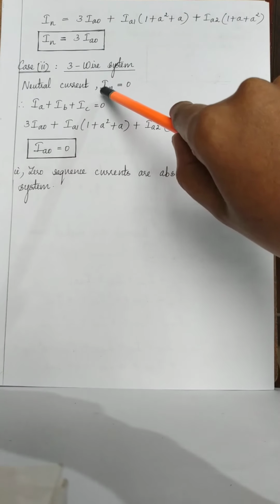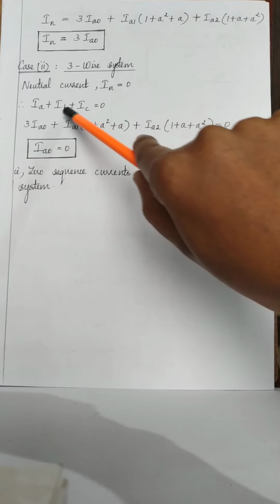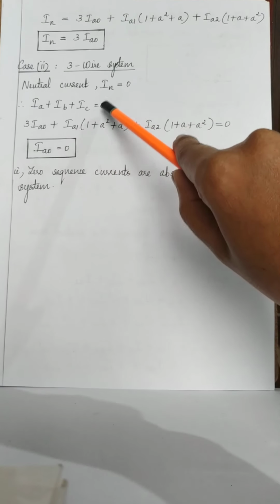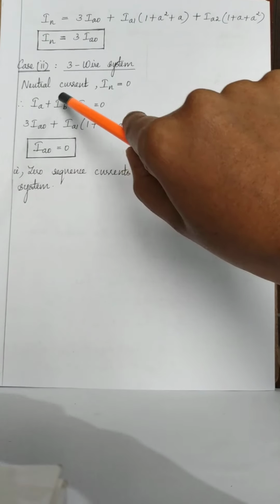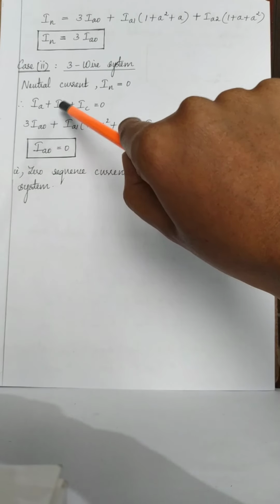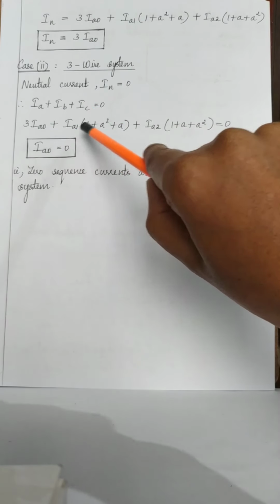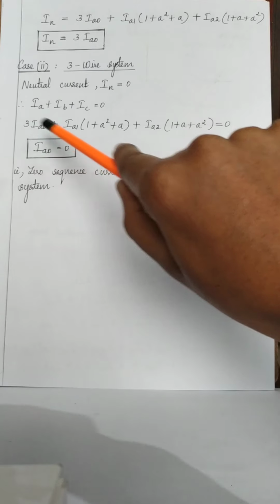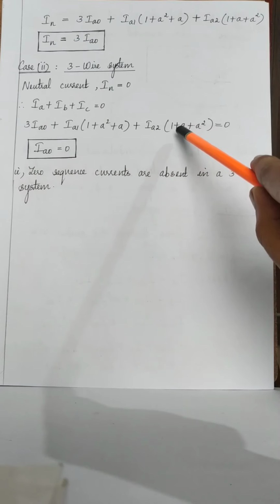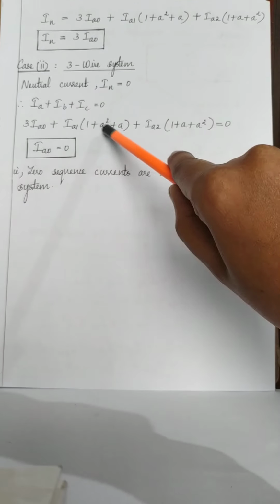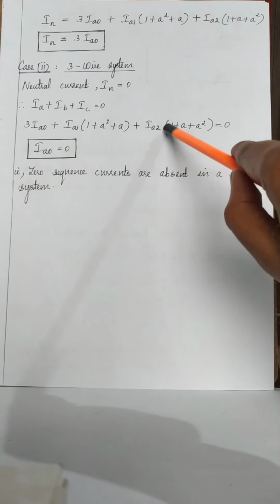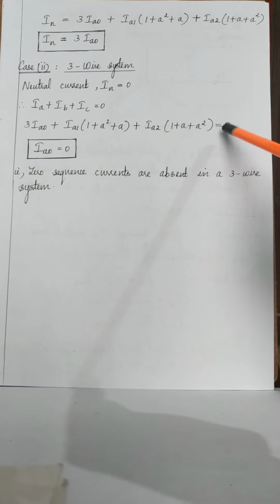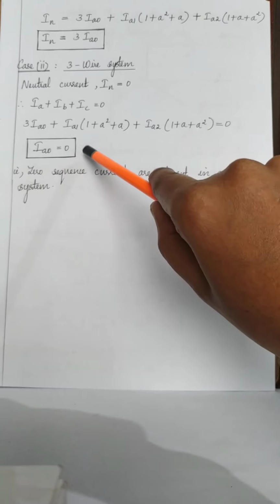Coming to case 2, the three-wire system, the switch S is open. So there is no neutral current, IN is equal to 0. So IA plus IB plus IC equals 0. Again substitute for IA, IB, IC in terms of the symmetrical components. Grouping IA0, IA1 and IA2 together, you will see that 1 plus A square plus A is 0. So 3 IA0 is equal to 0 and IA0 is equal to 0.